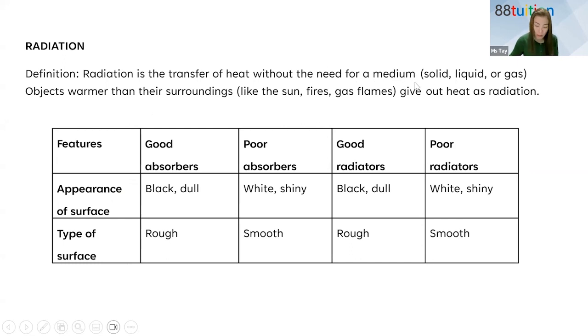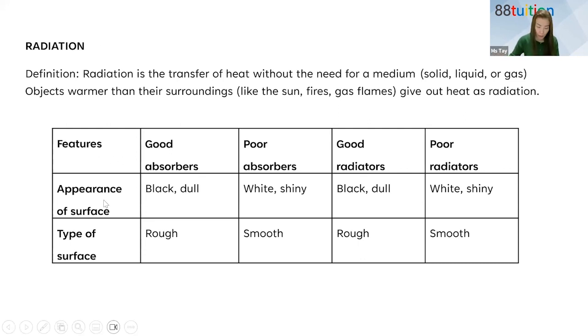Radiation, we talk about radiation being the transfer of heat without any medium. So it can occur in solid, liquid, gas. Objects that are warmer than their surrounding will give out heat as radiation. All of us are always hotter than our surroundings because our body temperature is about 36, 37 degrees Celsius. The usual room temperature, I'm not talking about under the hot sun, but inside your house, so long as you're in a sheltered place, is usually around 20 something. So we are always giving out heat.